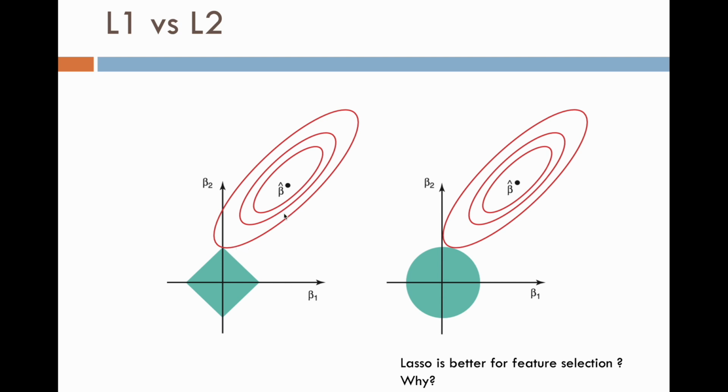And intuitively you can understand why it is used for feature selection: whenever we are expanding these ellipses, there are far greater chances that, because of this inherent nature of the shape of L1, these ellipses will meet on the axis itself. The meeting point will lie on the axis. And what does it mean if the meeting point lies on the axis? That means the other betas become 0.